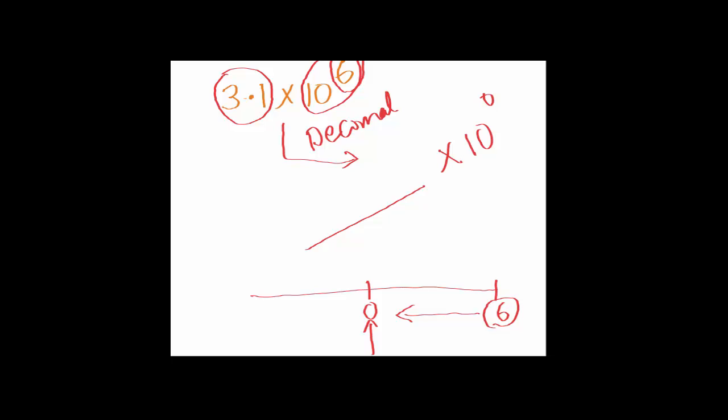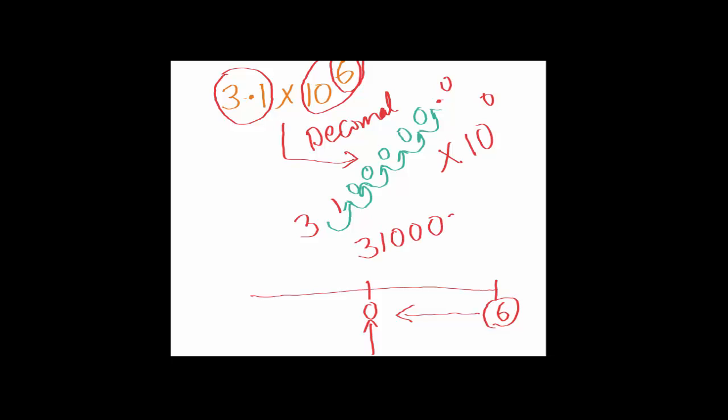So I have a 3.1, and I need to move it by 6 places. That's a 1, that becomes 31. 2, I'm going to replace with a 0. 3, 4, 5, and a total of 6. So that means that's where my new decimal point is going to be. So the number will be 3100000.